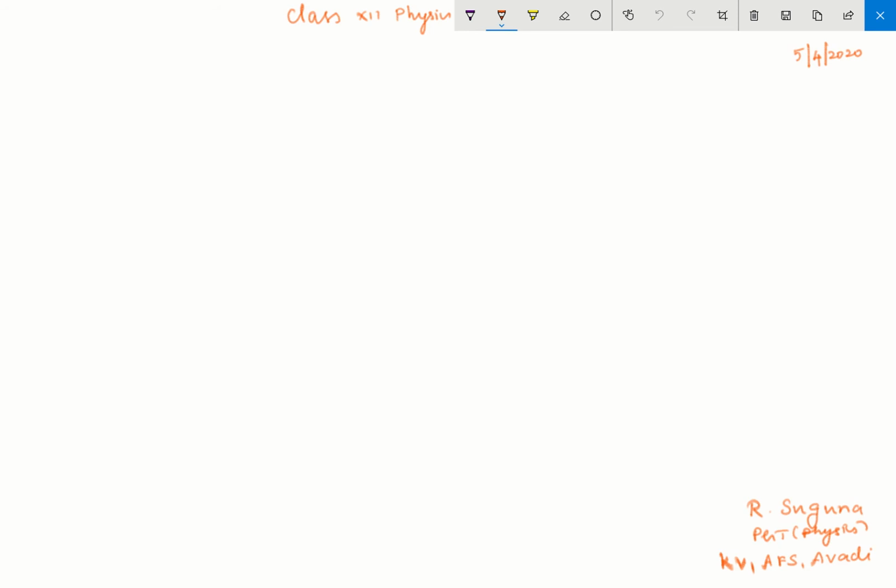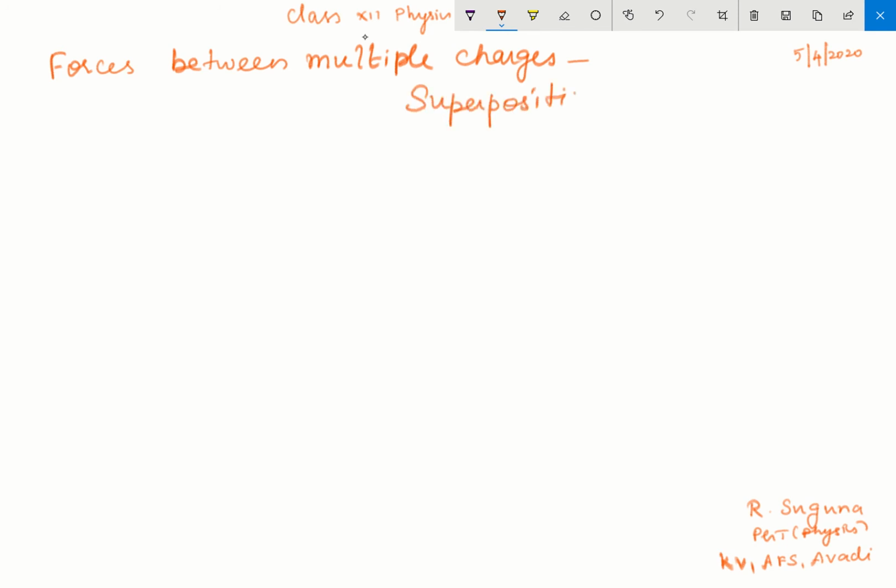Today's topic is forces between multiple charges. That can be found by the superposition principle. What is that? I think we have seen in gravitation the same thing, the superposition principle.